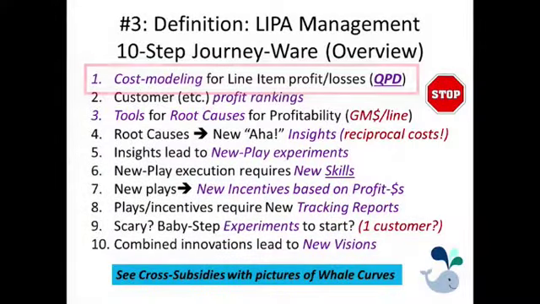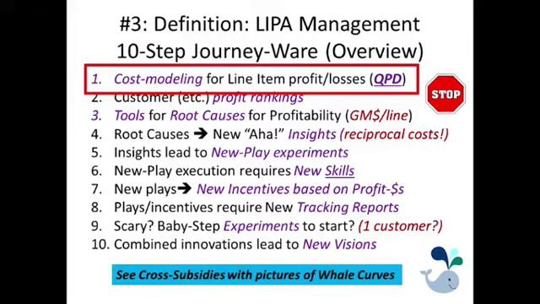The first step is to come up with a cost to serve model, so that we can come up with a good enough guesstimation of what the profit or loss is on a line item level. And we call that line item profit data quantum profit data, QPD. We then can combine this line item profit analytics information into the profitability of orders, the profitability of customers.